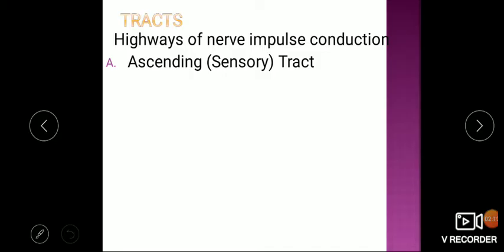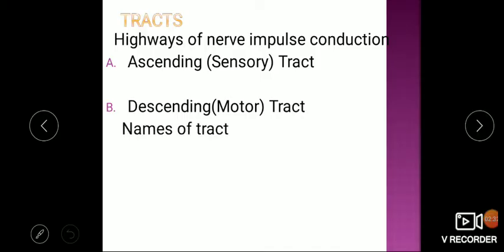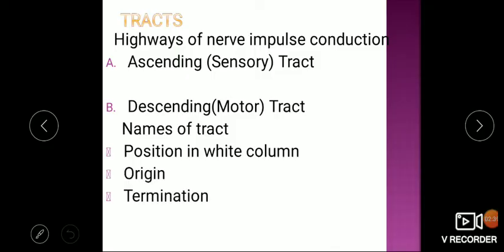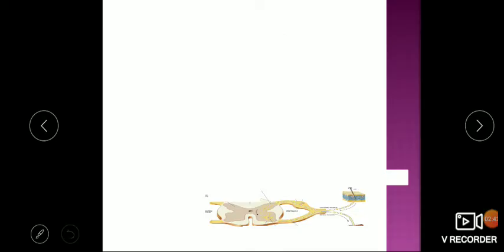If they are transmitting the impulse upward, meaning from the spinal cord up, they are called a sensory tract or ascending tract. And if they are carrying the information down towards motor neurons for execution by the muscle, they are called descending or motor tracts. Usually we label the tracts based on their position in the white column, their origin and their termination. Now to start with, we'll see the first tract.